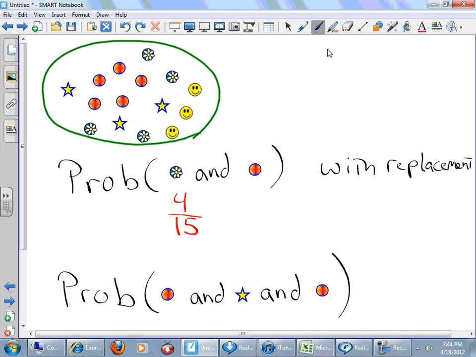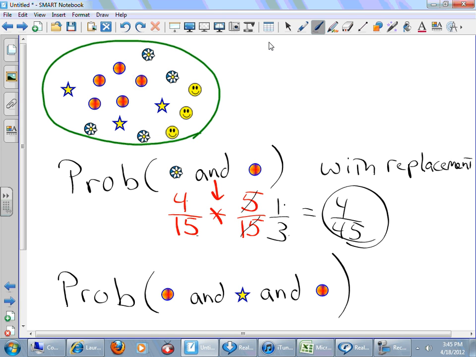Now, I put the flower one back in and try to draw again. By the way, "and" means to multiply, right? Now I have to get this rainbow colored one. There are 5 of those in the bag, and there's still 15. I'm going to multiply these together, but before I do so, I'm going to simplify. I'm going to turn 5/15 into 1/3. Do 4 times 1, I get 4. 15 times 3, I get 45.